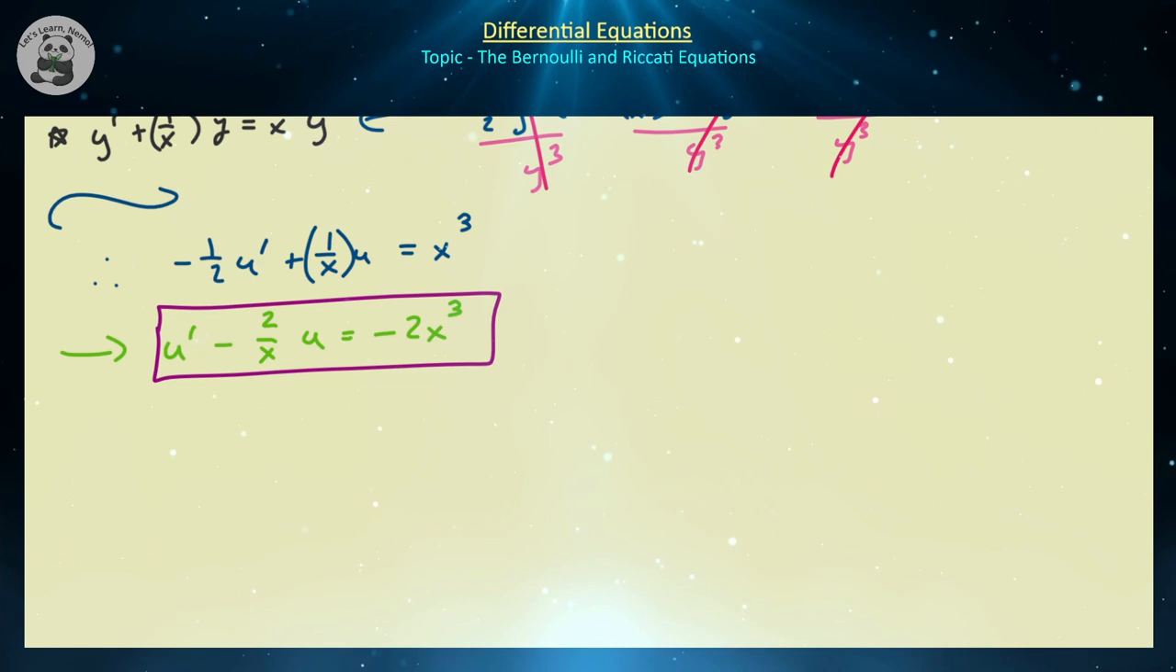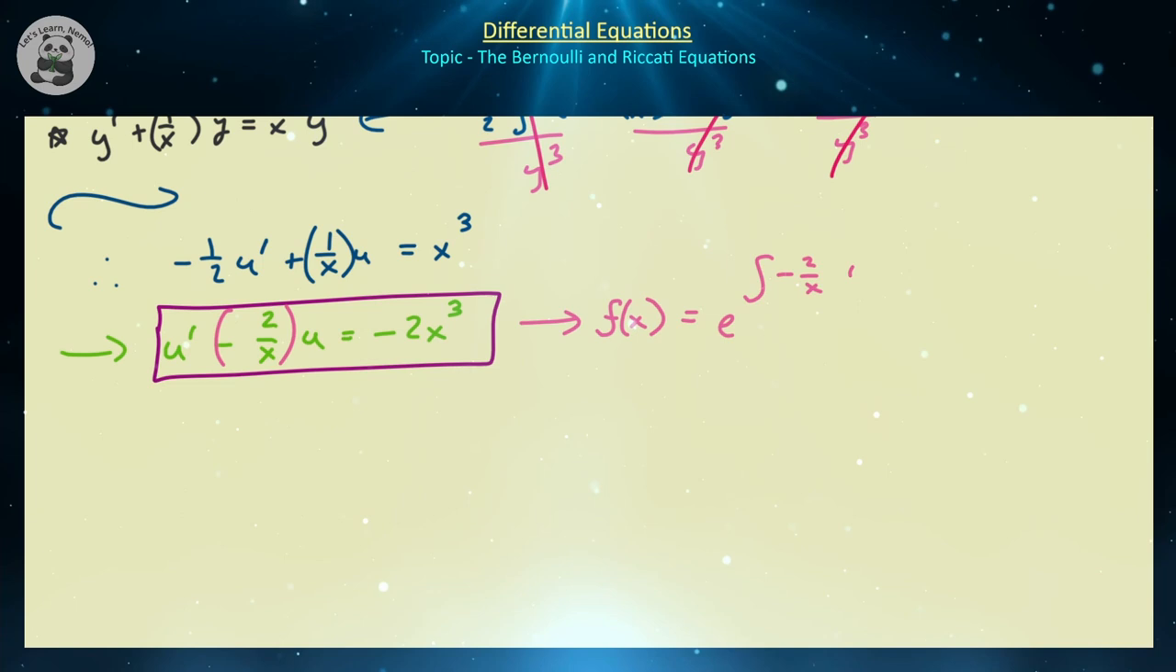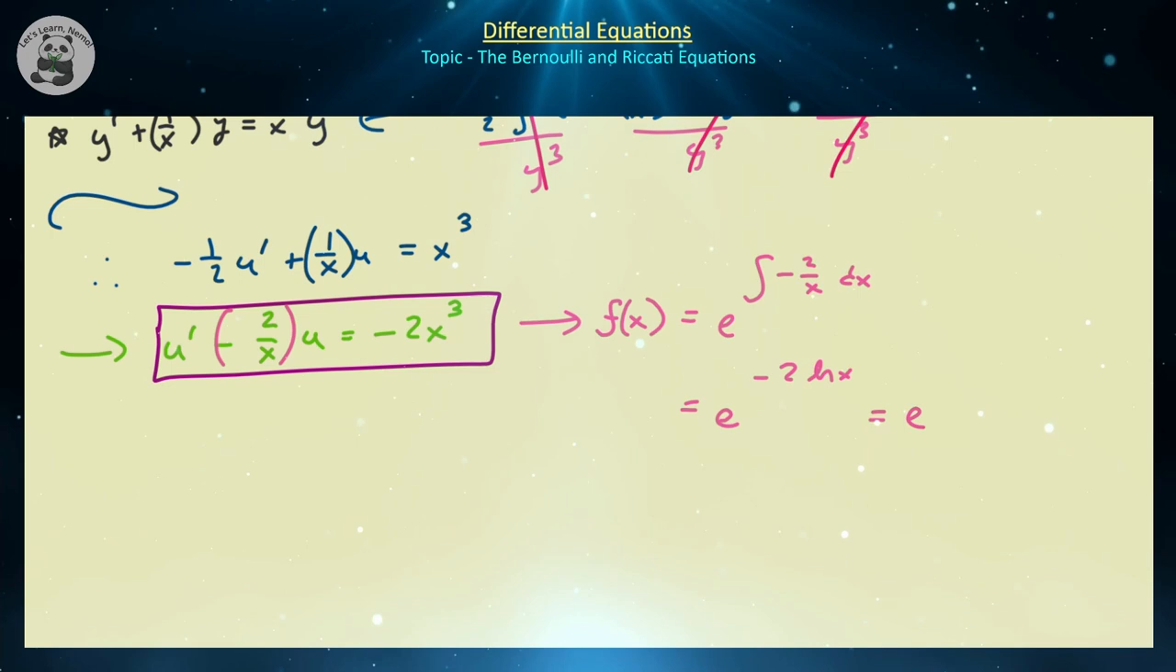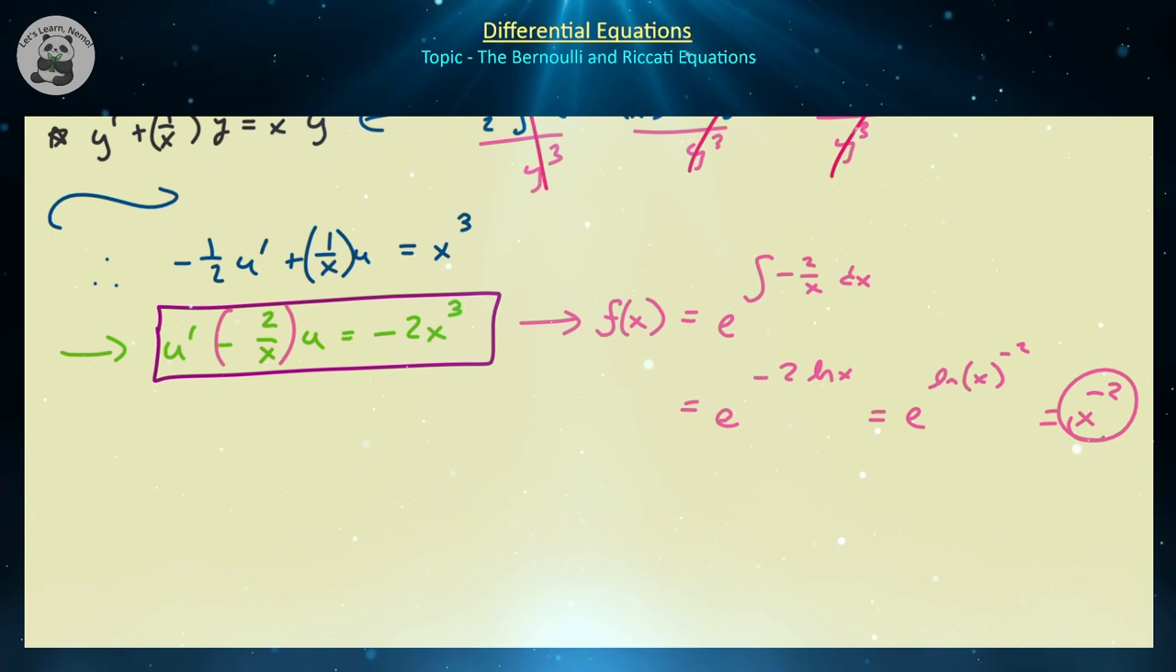And in order to solve the inhomogeneous case, we need to multiply both sides of this equation by the integrating factor, which is going to be e to the integral of whatever that function is in front of u. So it's going to be minus 2 over x dx, which is going to turn into e to the minus 2 natural log of x, which is e to the natural log of x to the minus 2, which is just x to the minus 2. So that's our integrating factor.